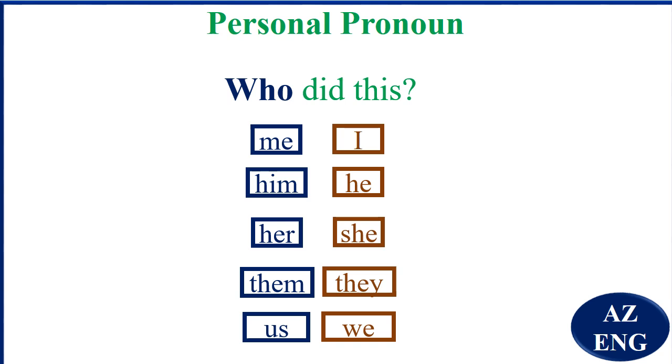Who did this? Me. Who did this? Him. Who did this? Her. Who did this? Them. Who did this? Us. Or who did this? I. Who did this? He. Who did this? She. Who did this? They. Who did this? We. Don't worry, both of them are correct.